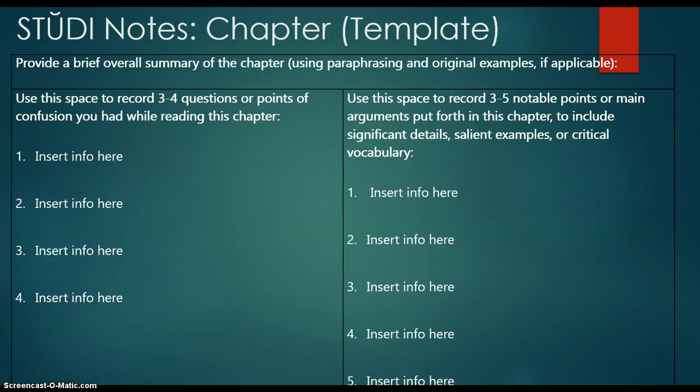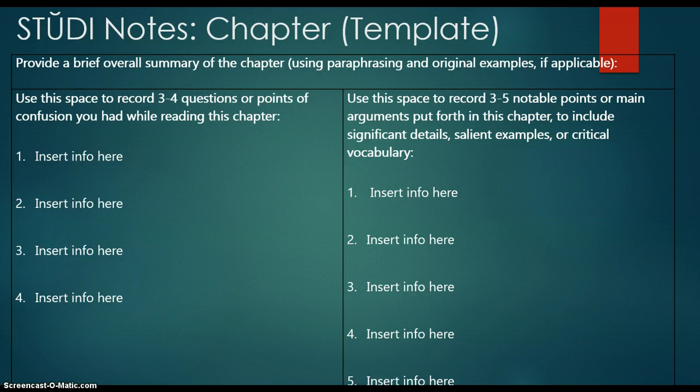Regurgitating the author's words will not be useful to you because that does not indicate that you have synthesized the information. The second box is the left-hand column, which requires you to record 3 to 4 questions or points of confusion you had while reading the chapter.